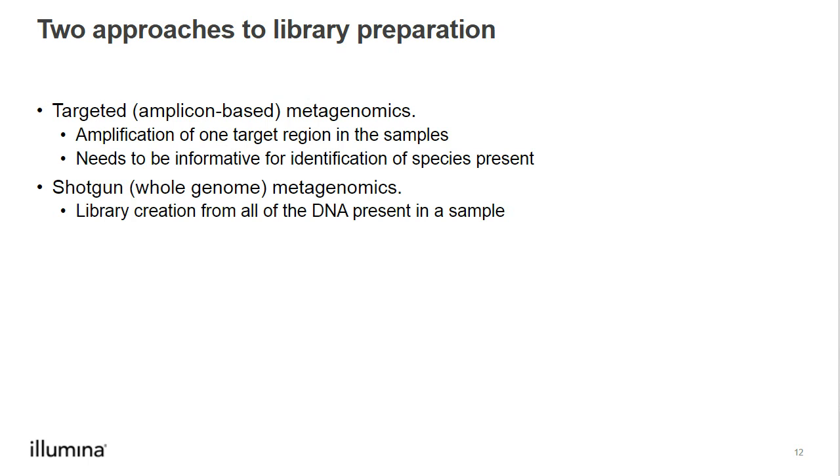The first method is a targeted library preparation approach. With a targeted method, we select a single target in the genome, and we amplify and sequence this target. The target region should be an informative region with SNPs and other sequence variants that will help us to identify the species present in the sample. This approach is sometimes also called metabarcoding.